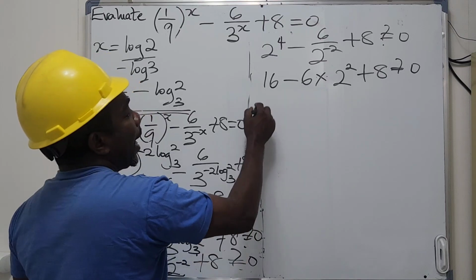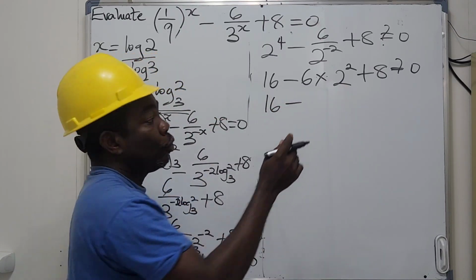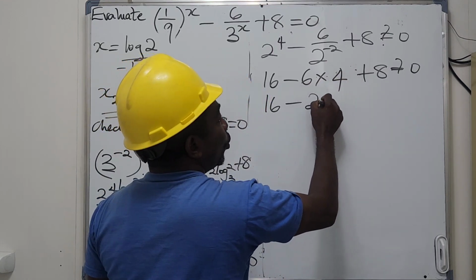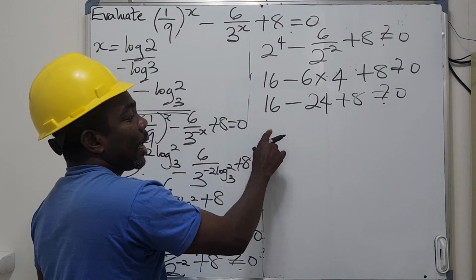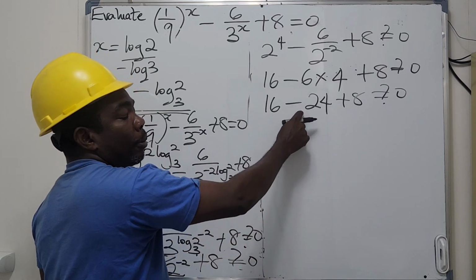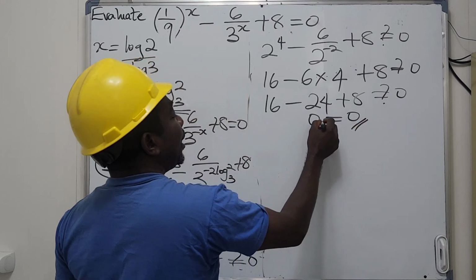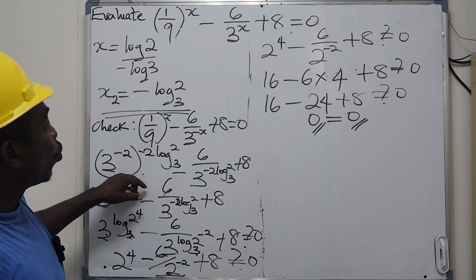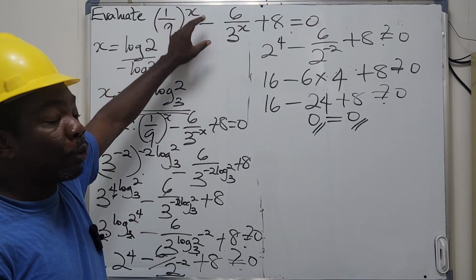So here, we have 16 minus 6 times 2 to the power of 2. This is the same thing as 4. 6 times 4 will give us 24. Then we have plus 8. Will this equal 0? You can see that when we add this, 16 plus 8 will give us 24. 24 minus 24 will give us 0. 0 equals 0. So what we have on the left hand side is what we have on the right hand side. Therefore, the value of x, which is minus 2 log 2 base 3, satisfies this equation.